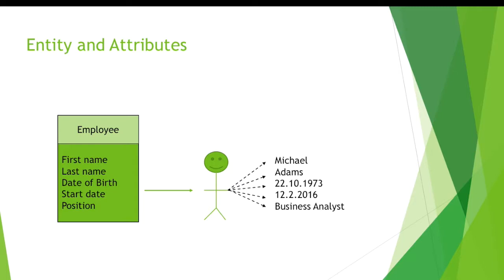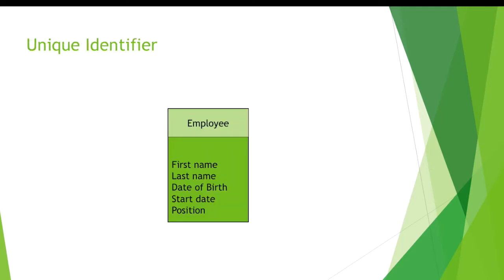Next, we want to make sure that we can uniquely identify each of the employees. However, none of the attributes we've defined so far can ensure a unique identity, as there could be two employees with the same names, for example. And hence we need another attribute that uniquely identifies the entity, such as an ID or a code that is only used once.